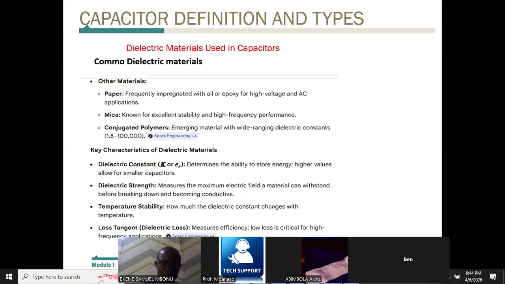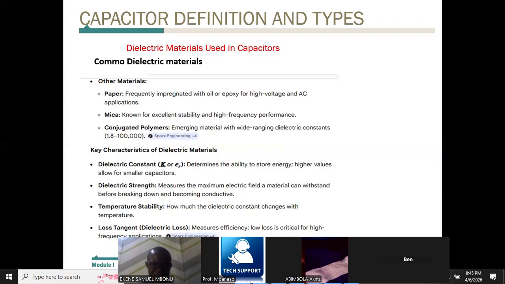We're still on common dielectric materials. You have paper, frequently impregnated with oil or epoxy for high voltage and AC applications. You have mica, known for excellent stability and high frequency performance. You have conjugated polymers, and then key characteristics of dielectric materials. You have dielectric constant K or epsilon r, and what it means is that if a material has a high dielectric constant, it means it can store more energy.